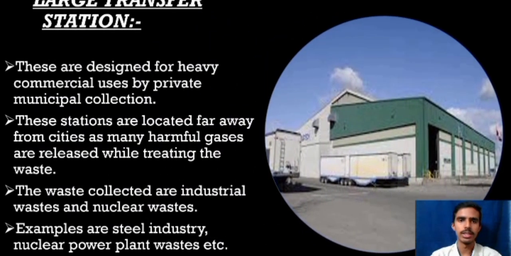Large transfer stations. These are designed for heavy commercial uses by private municipal collection. These stations are located far away from the cities as many harmful gases are released while treating this waste. The waste collected is industrial waste and nuclear waste. This waste is collected directly from the industries and brought here and the further processing takes place. Examples are steel industries and nuclear power plant industries.